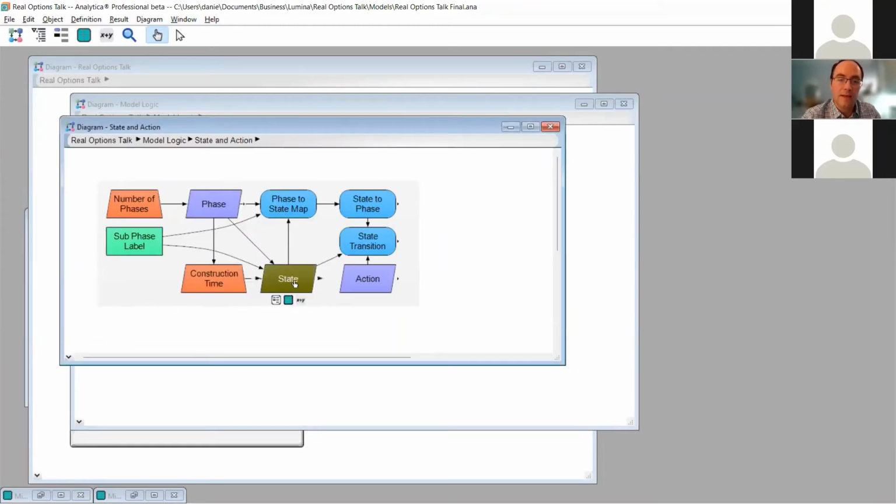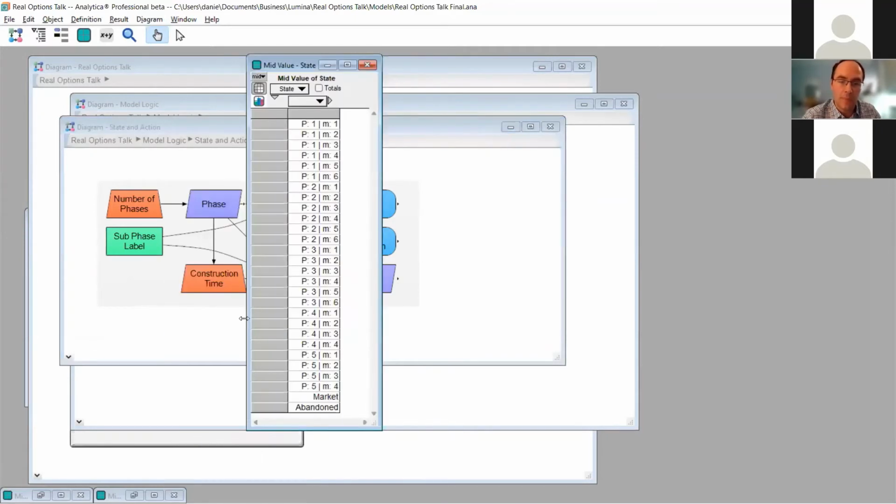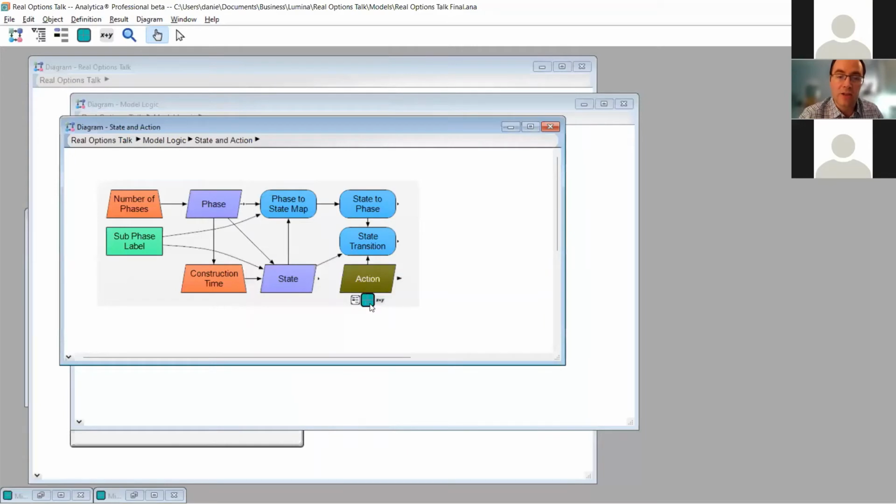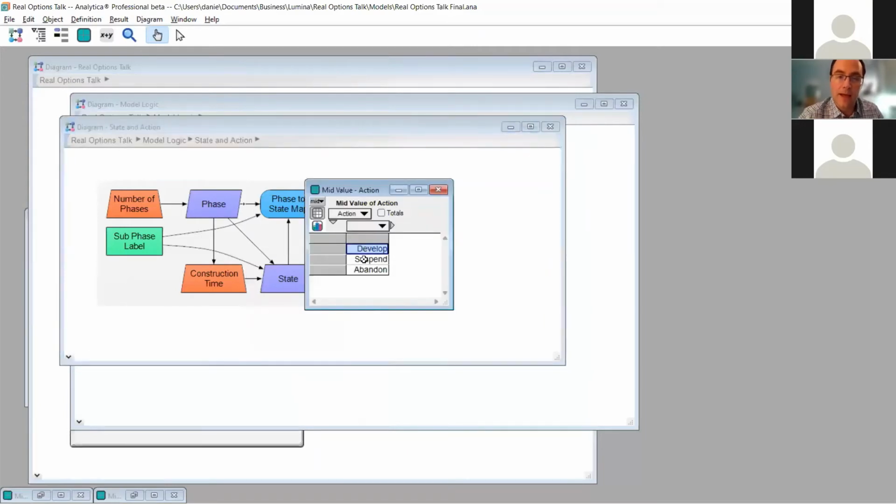So this is our state, again, the endogenous state. And at the bottom, I've added a market state and an abandoned state if we choose to walk away from the project. So phase 1, month 1, phase 2, month 2, etc. Now, of course, we need actions, and the action can be develop, suspend, or abandon the project.